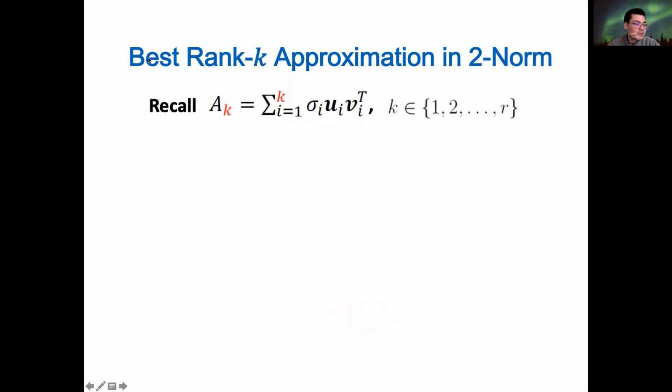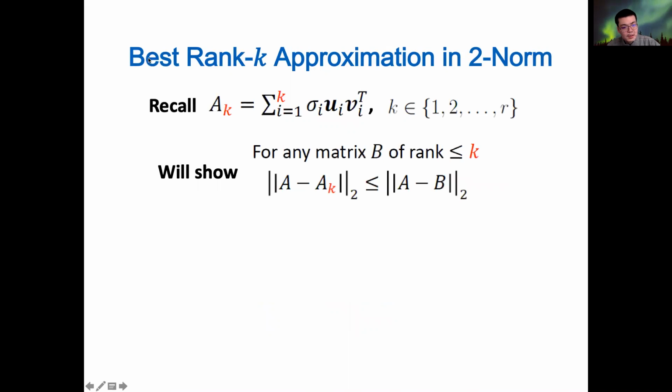So we stopped right here, where we want to show that for A_k, which is the top k dimensions that we take, and for any matrix B with at most k dimensions, A_k is the best, closest to A. Previously, we showed this for the Frobenius norm. Okay, we want to show that this also holds for the 2-norm. So this is where we left off, and we will continue today.